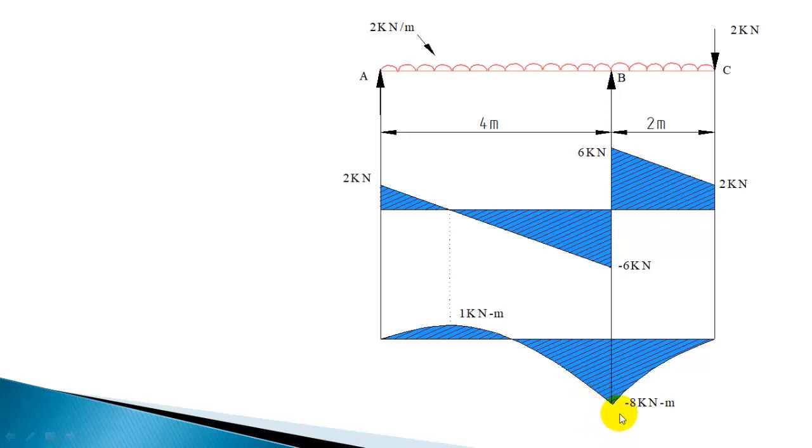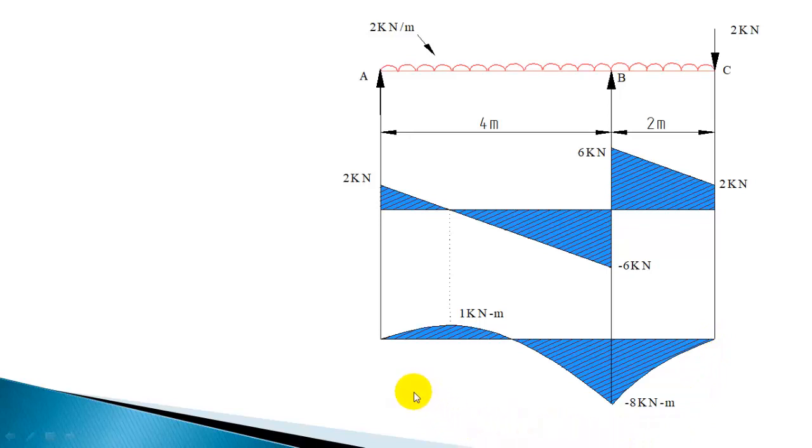Now again section BC, you have to show parabolic variation, again with the concave side down. So you have to plot it like this to 0. So you got the bending moment curve.